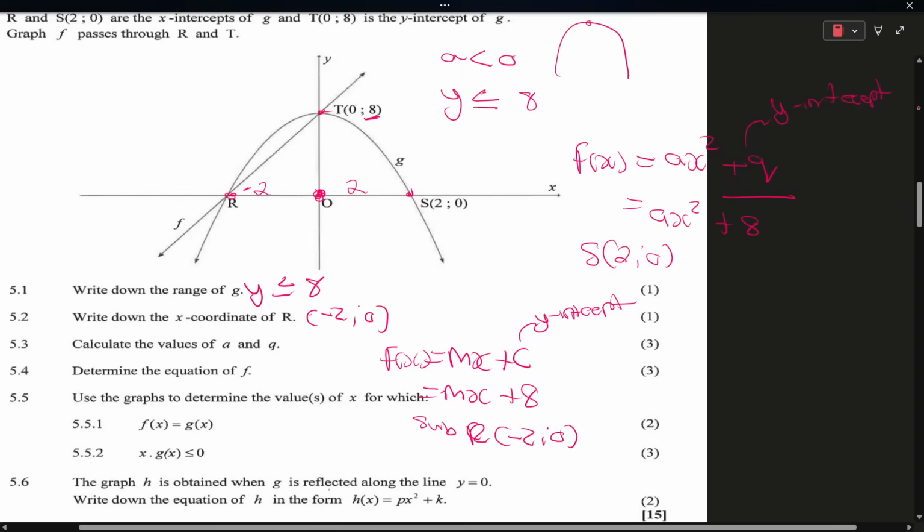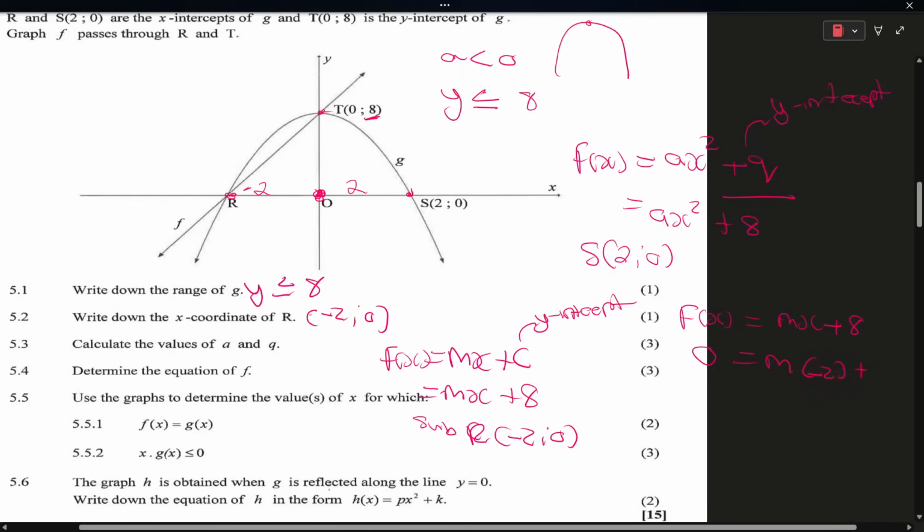So let's substitute the point. The equation now will be saying f at x is going to be what? It's going to be mx plus 8. Let's sub point R. What is the y value of point R? That is 0 into m. What is the value of x?